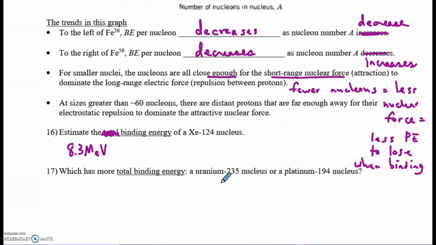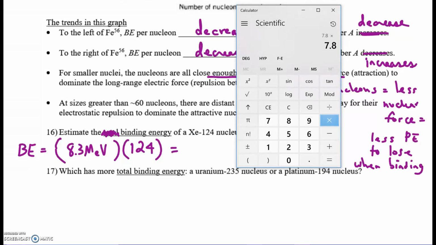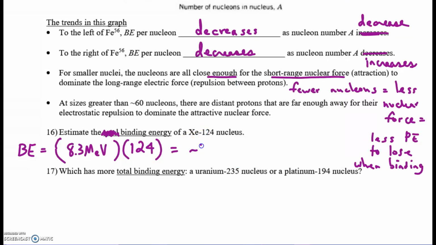If I want to remove them all, to totally separate the nucleus into free nucleons, then I have to take that 8.3 and multiply by 124. That gives me the total binding energy for the entire nucleus, 8.3 times 124. Since we're estimating, we'll call that 1,030 mega electron volts. Which has more binding energy? The word total is redundant. They won't say that on an IB test, but they do mean total. It's implied by this term.